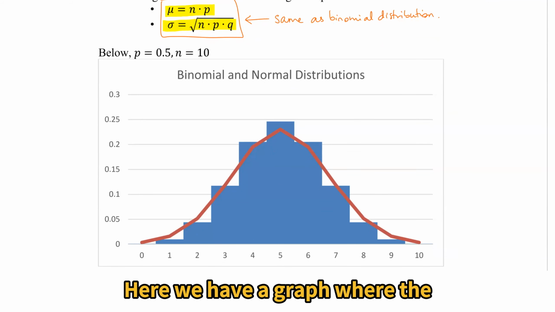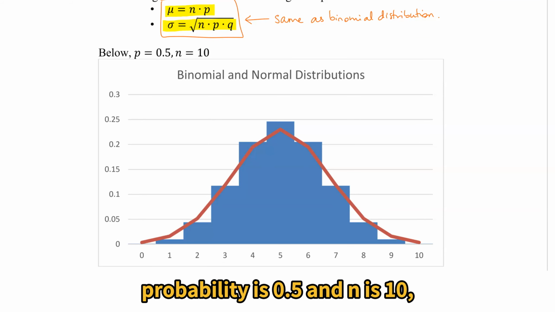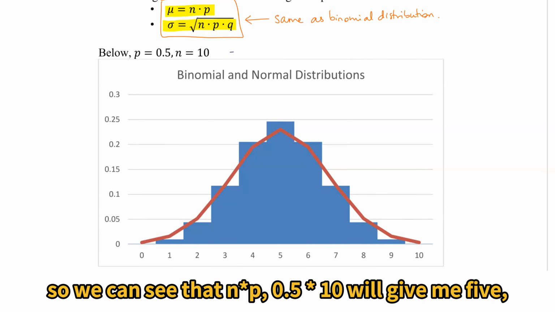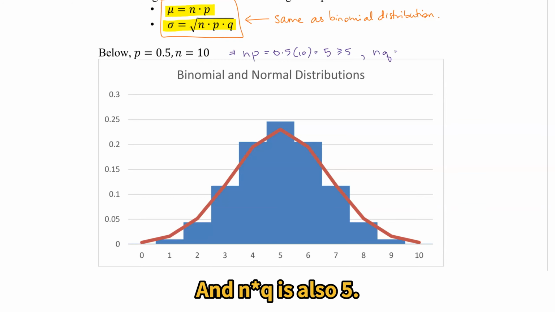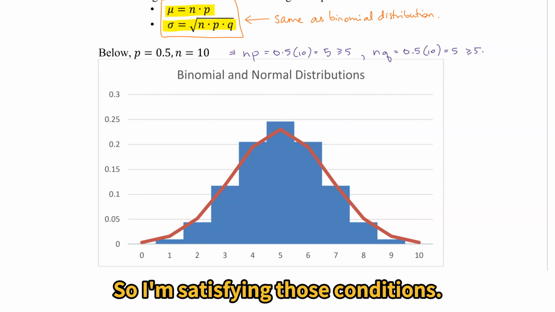Here we have a graph where the probability is 0.5 and n is 10. So we can see that n times p, 0.5 times 10, will give me 5, which is greater than or equal to 5. And n times q is also 5. So I'm satisfying those conditions.